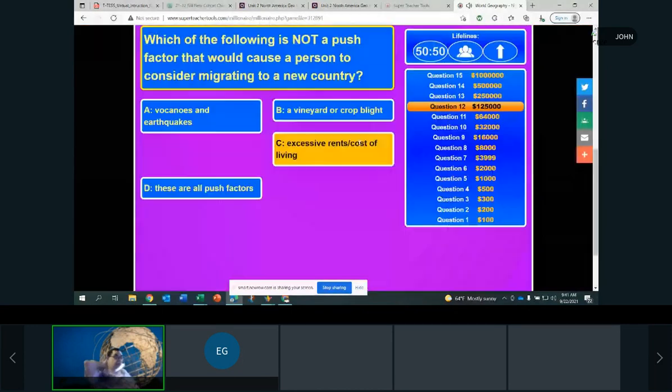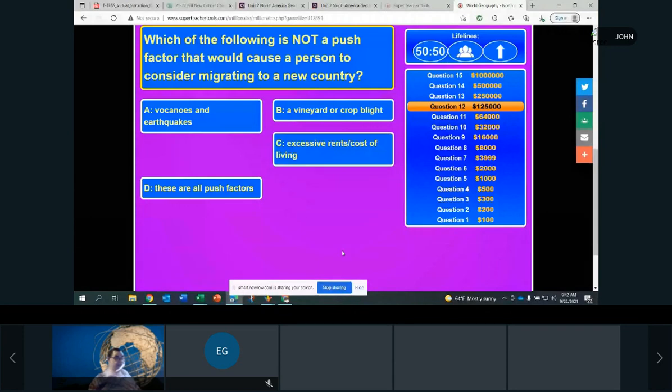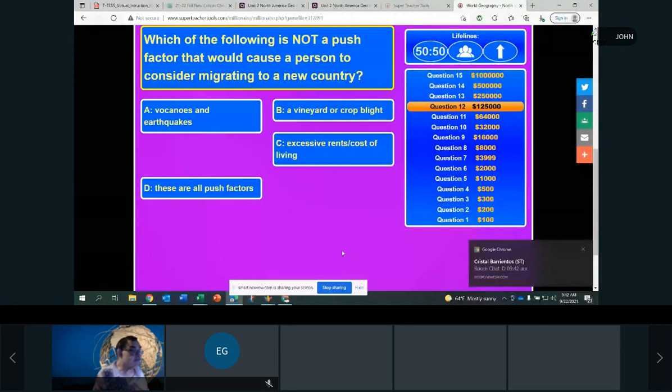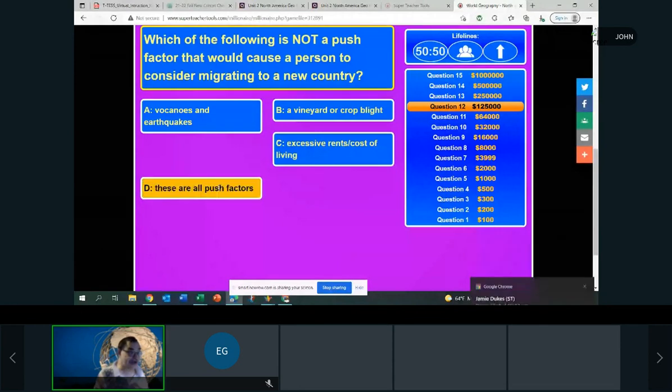Which of these is not a push factor that would cause a person to consider migrating to a new country? Volcanoes and earthquakes, a vineyard or crop blight, excessive rent or cost of living, or they're all push factors. All of these are push factors, right?